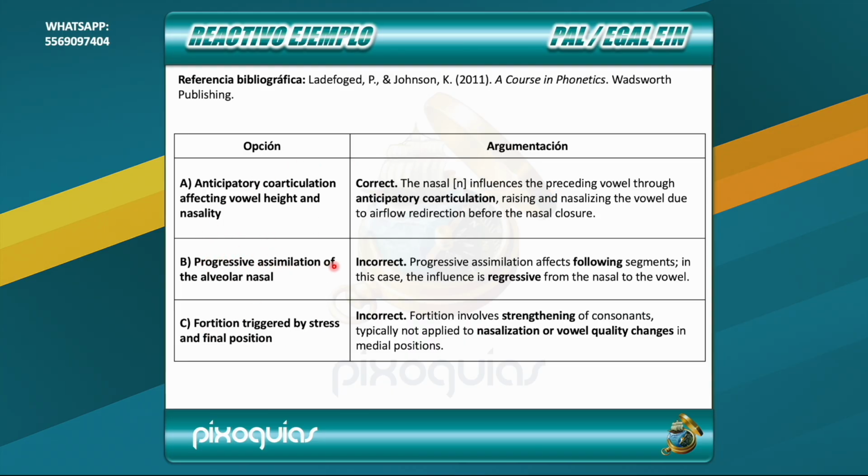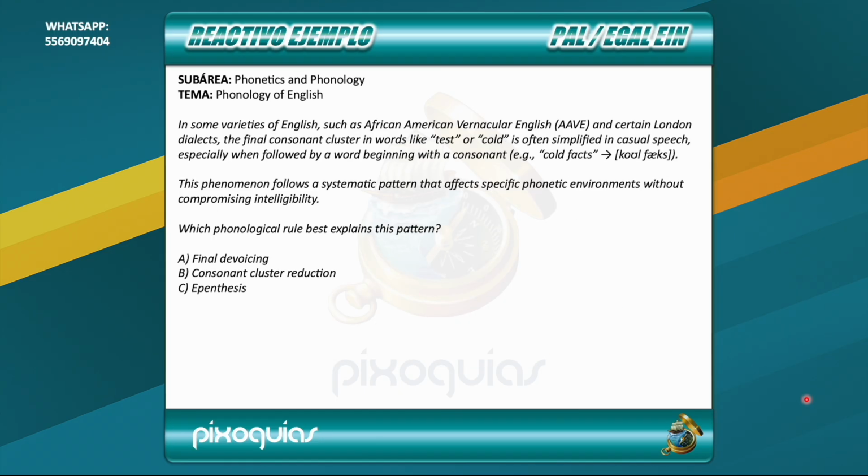B. Progressive assimilation of the alveolar nasal is incorrect because progressive assimilation affects following segments. In this case, the influence is regressive from the nasal to the vowel. C is incorrect also because fortition involves strengthening of consonants, typically not applied to nasalization or vowel quality changes in medial positions. This exercise is from Phonetics and Phonology, and the topic is Phonology of English.